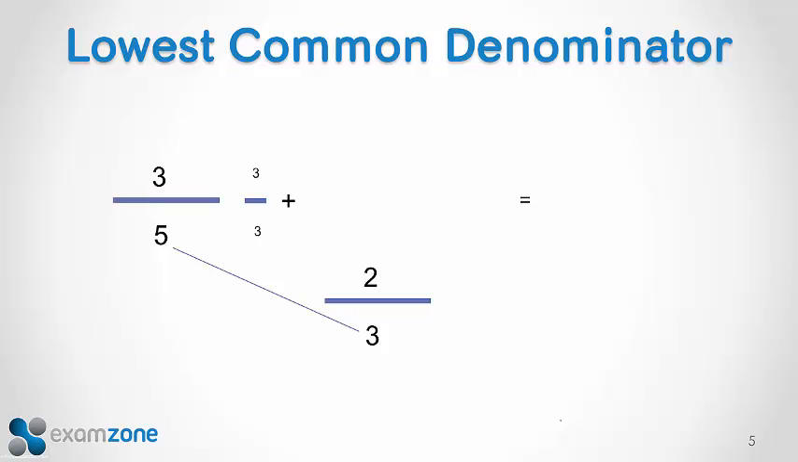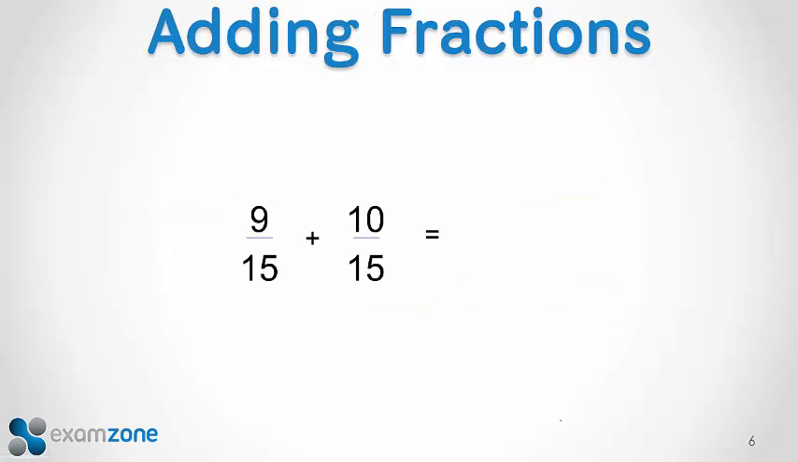In order to turn thirds into 15ths, we're going to multiply both numbers by 5. And so we get 9/15. We're going to combine that with 10/15. Now that we're working with 15ths, we can just add 9 plus 10 equals 19.